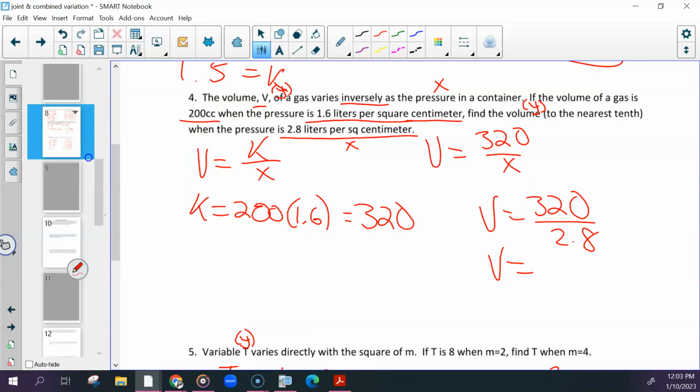Does that say 20 or 2.8? Rounding to the nearest tenth, so 0.3. And then our label would be cc.